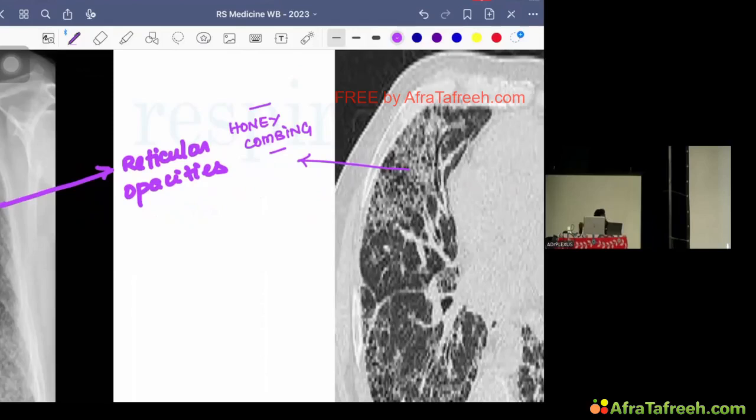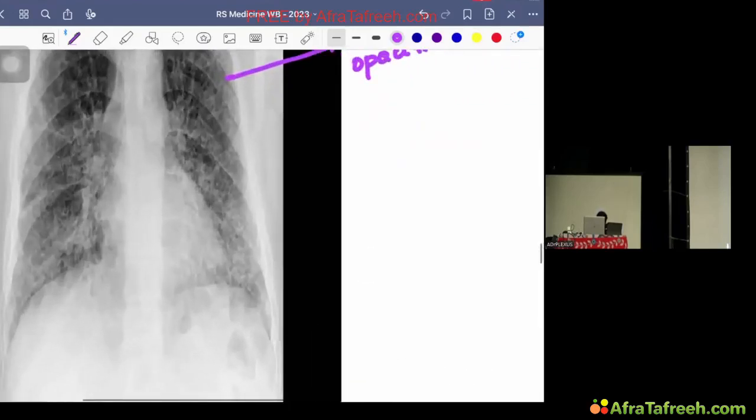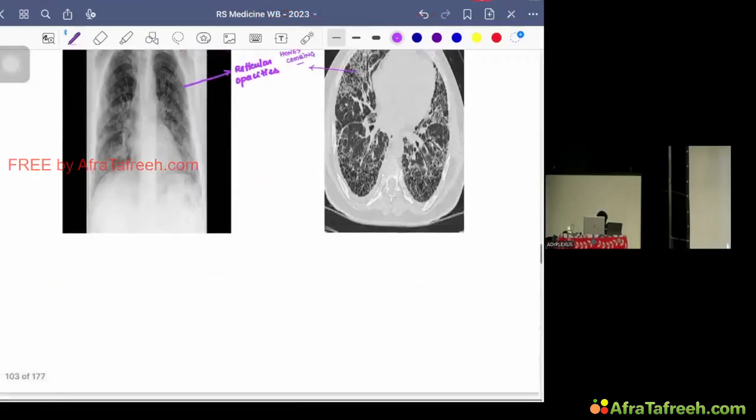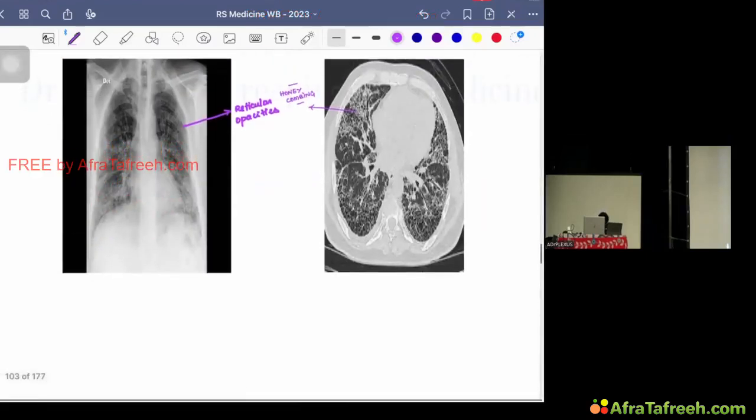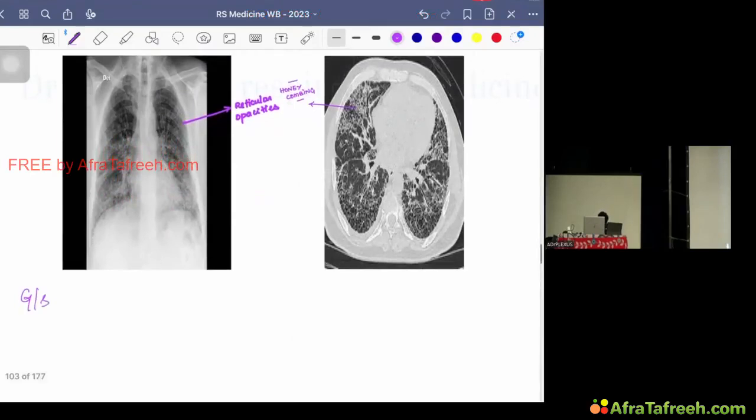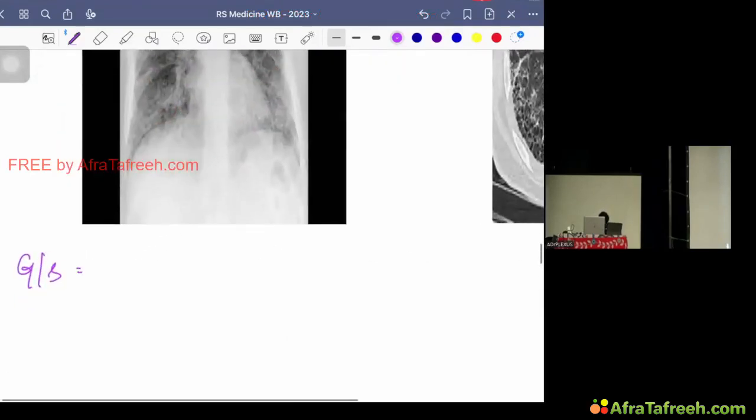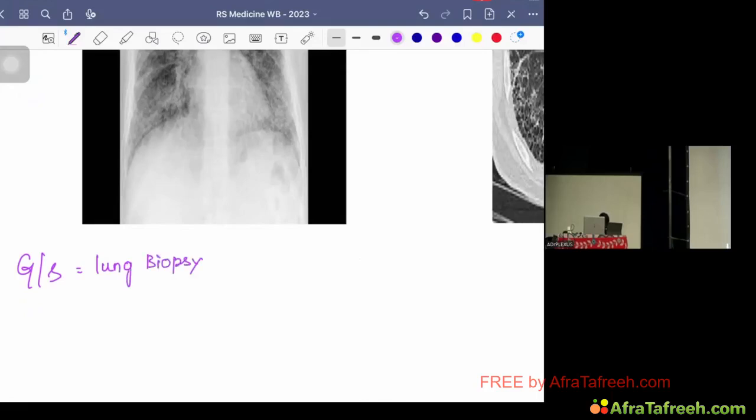Honeycombing. Reticular opacities and honeycombing pattern. You can see here bilaterally the reticular pattern. What is the gold standard investigation? Gold standard investigation is going to be lung biopsy. This is the investigation option available, and these patients are going to show a honeycombing pattern.